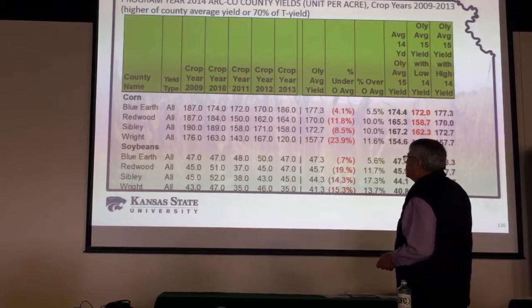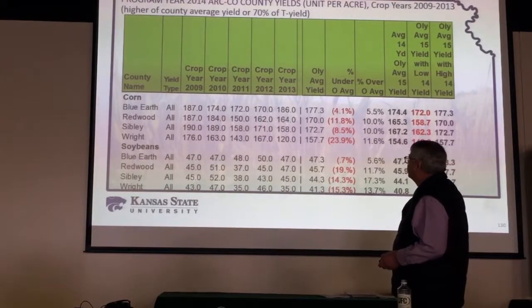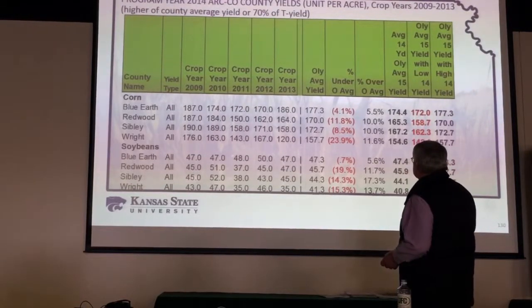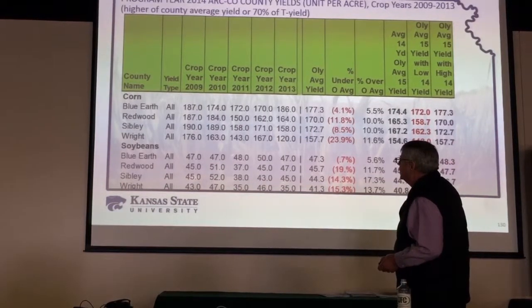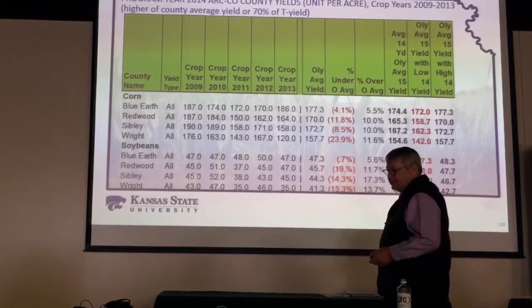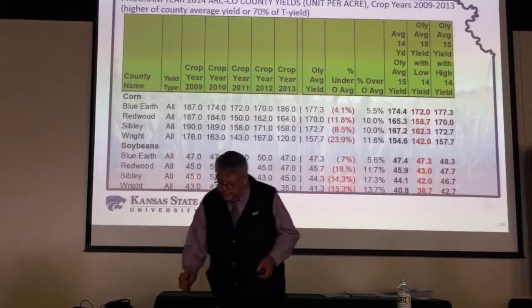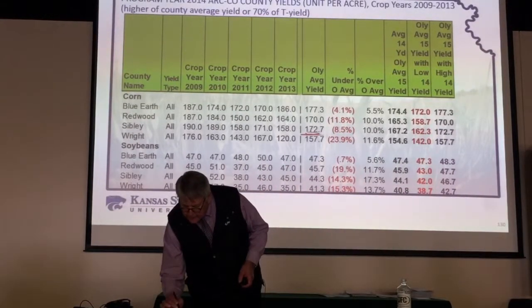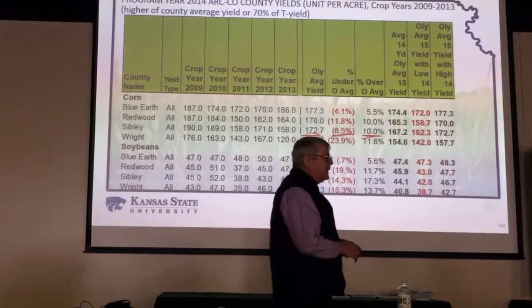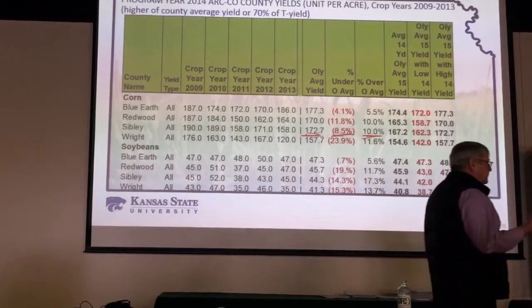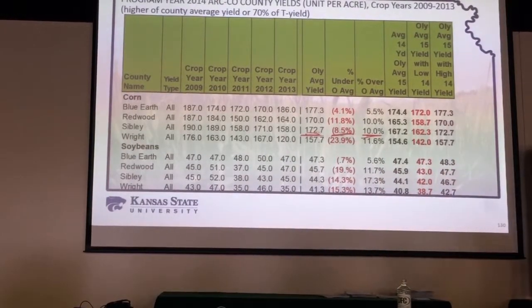The other half of this, of course, is what the county yield number is. And we are in Sibley, right? Okay. The Olympic average yield for this county is 172. More importantly, not a lot of yield risk around it, or at least over that period of time. Those are the percent below average and the percent above average.